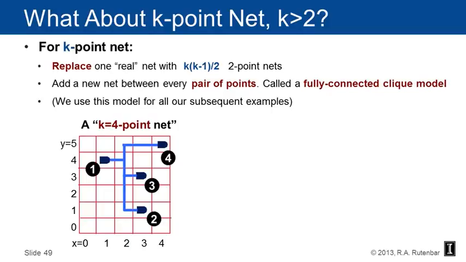Gate 1 is at 1, 4. Gate 2 is at 3, 1. Gate 3 is at 3, 3. And gate 4 is at 4, 5. And I've got a wire drawn here that's kind of the way a physical wire might get routed. But it's not at all clear what quadratic wire length means here.